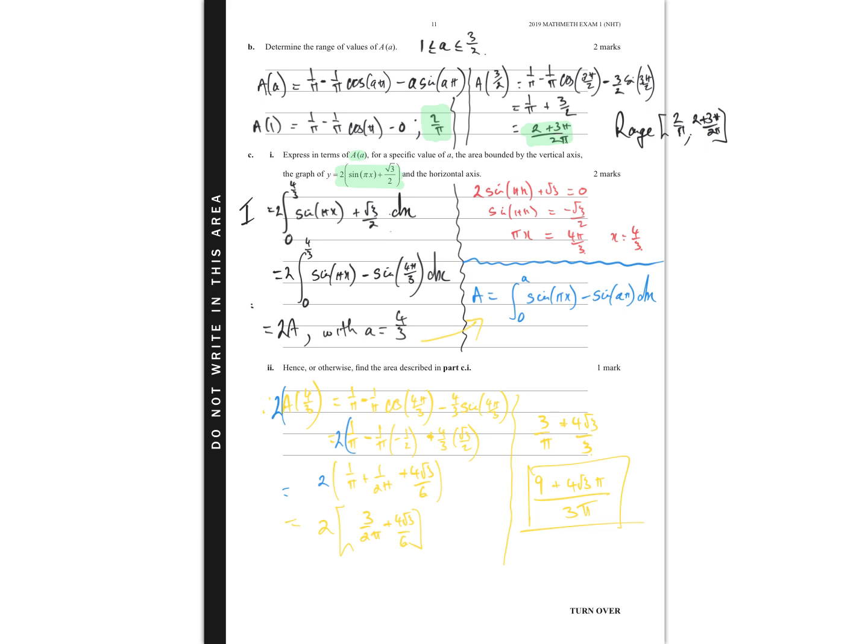So we end up with, where does 2 sine pi plus root 3 equal 0? We get 4 pi on 3 and 0. So the area itself is between 0 and 4 pi on 3. The 2 is there because we've got a 2 there, okay? So this is just my function. That's what I want to work out.